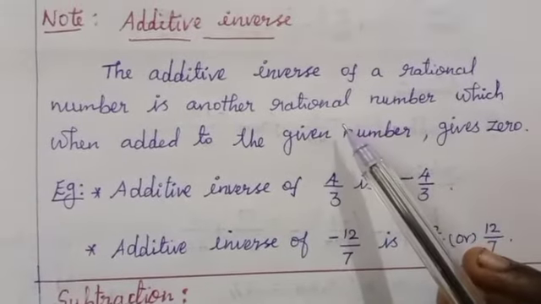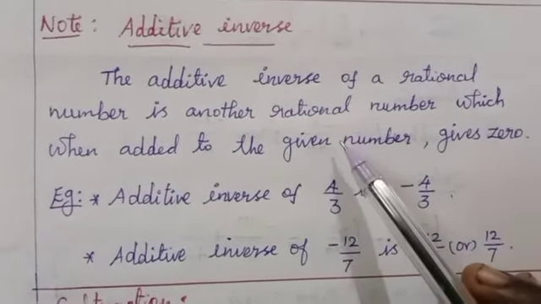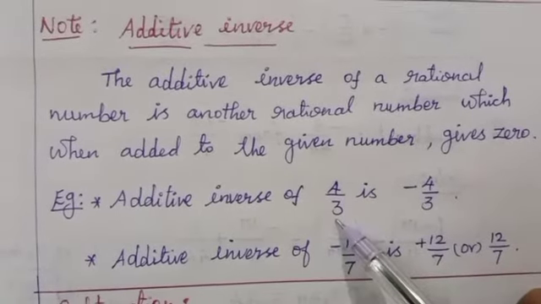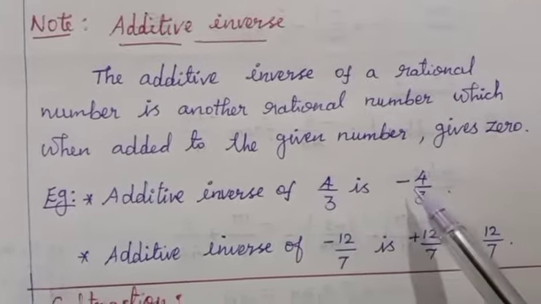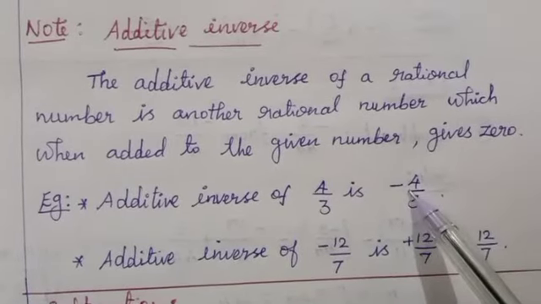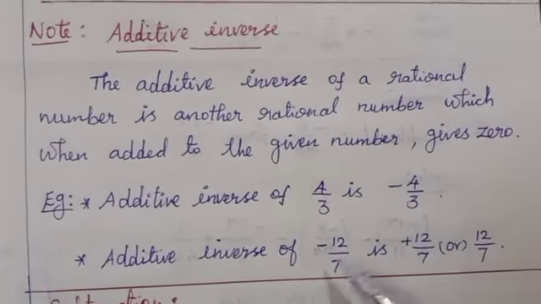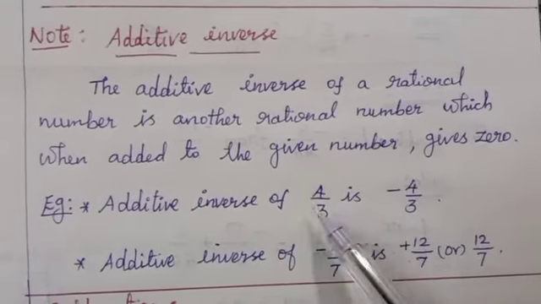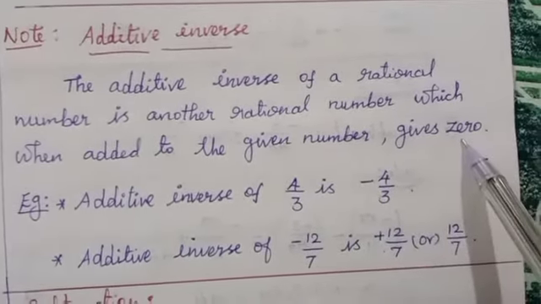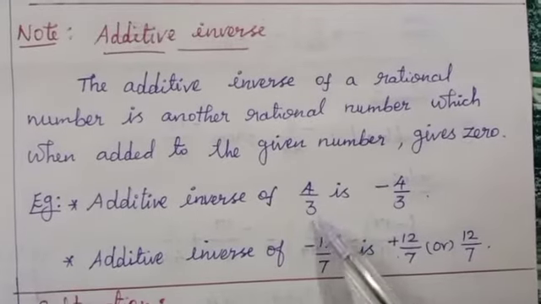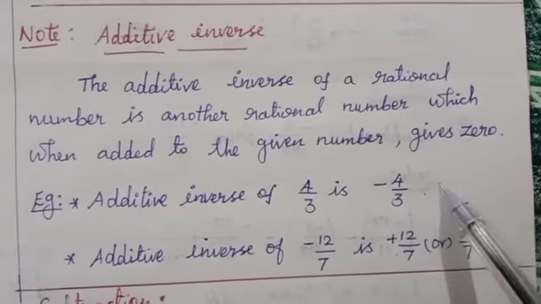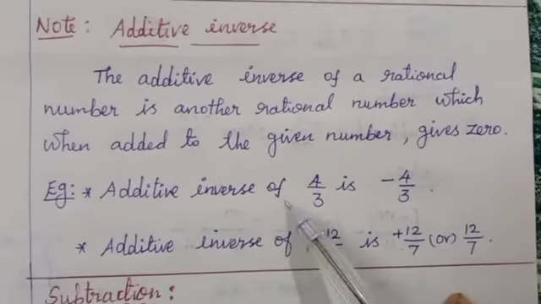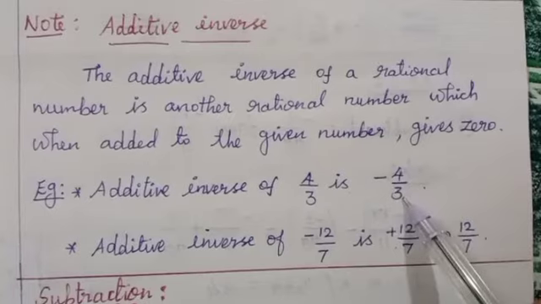Just keep additive inverse in your mind. What is given? That means 4 by 3. Just you have to change the sign. If it is plus, its inverse is minus. If it is minus, its inverse is plus. That's all. You add these two. What do you get? 0. Yes. 4 by 3 plus minus 4 by 3 is equal to 0. So the additive inverse of 4 by 3 is minus 4 by 3.